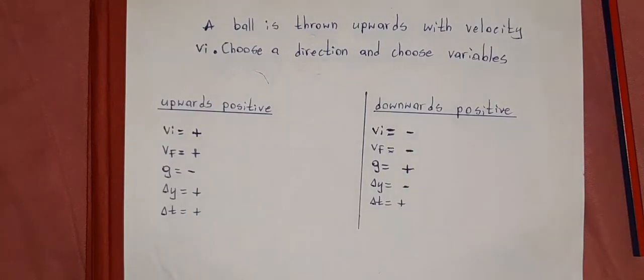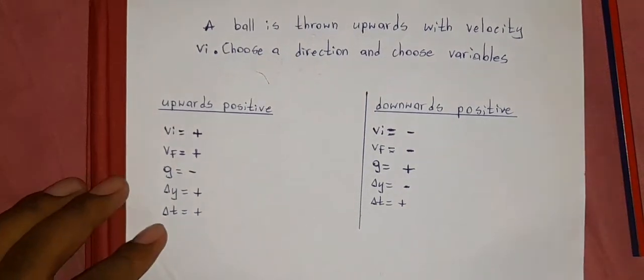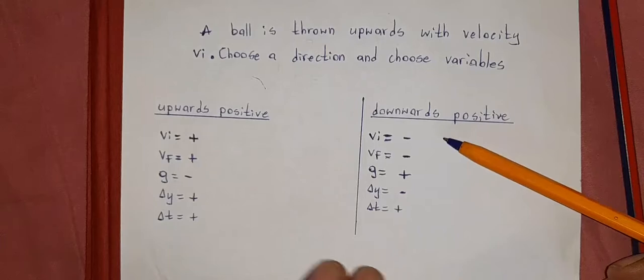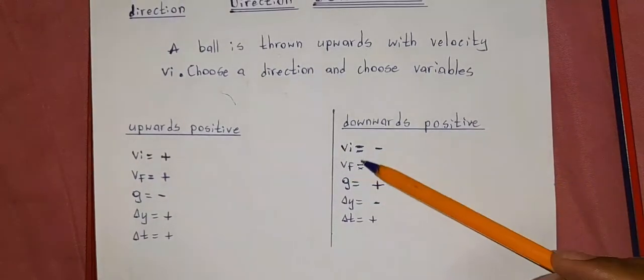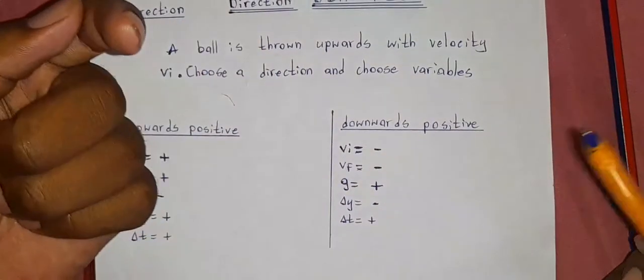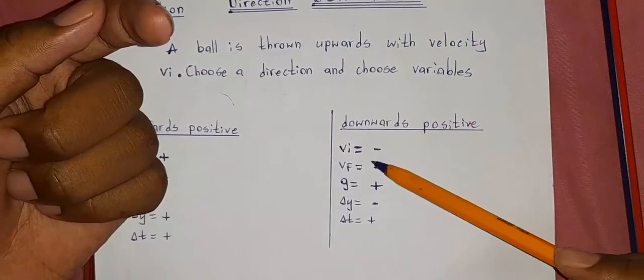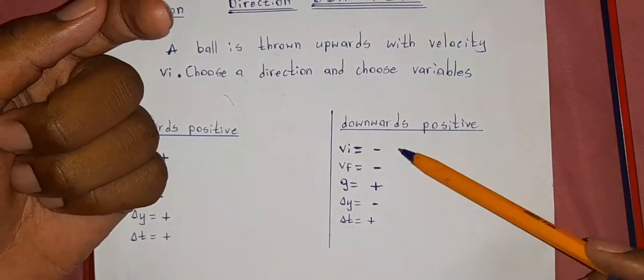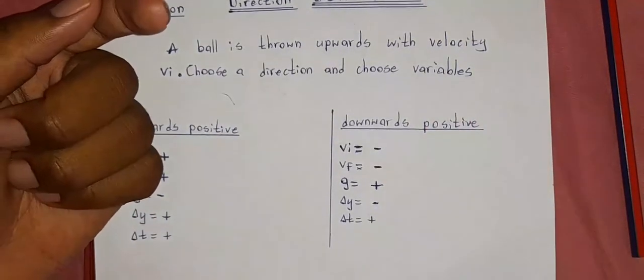We cannot travel back in time. So change in time is always positive. And then what if we choose downwards as positive? Our initial velocity is upwards and we choose downwards as positive too. So we will have a negative initial velocity.